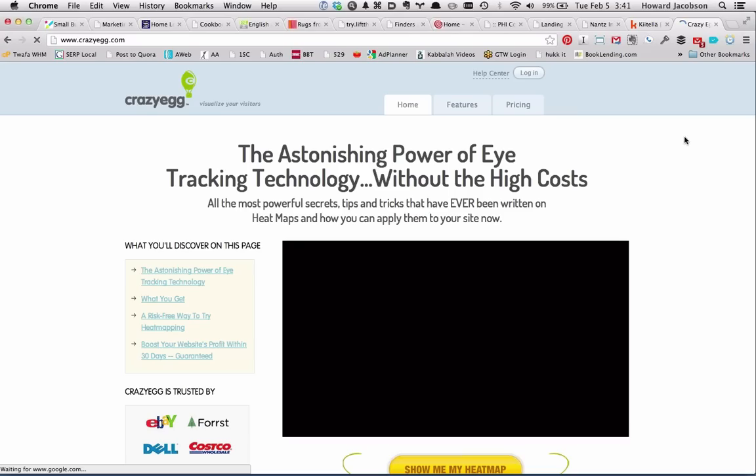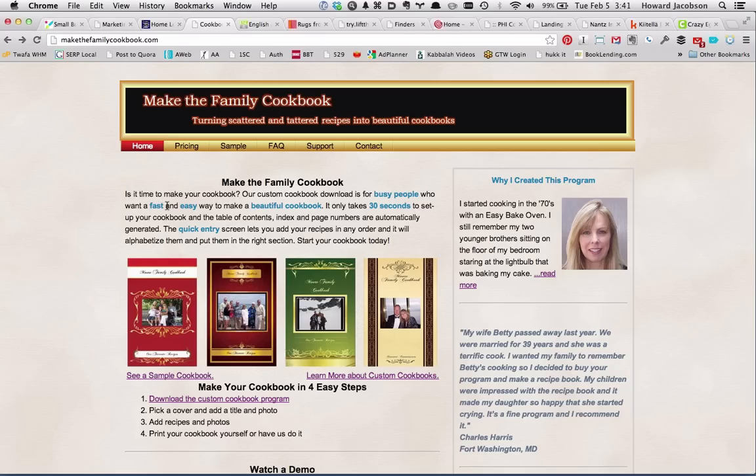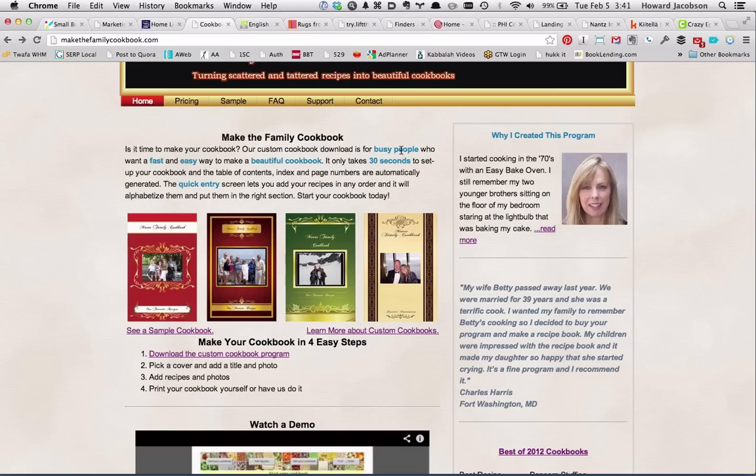That will show you, for example, one thing I suspect is that people are clicking on the blue, because blue is the internet code for clickable link. So you may find that people are clicking on these, and then if they are, they're getting frustrated. You could turn them into links. If someone clicks on busy people, you could have a page showing how quick it is, with testimonials where people say, gosh, this was so great, so quick.